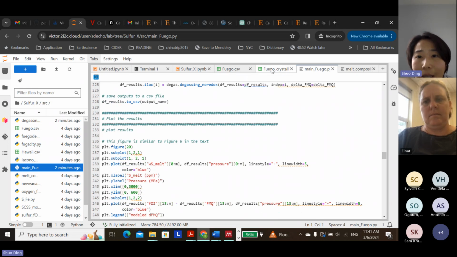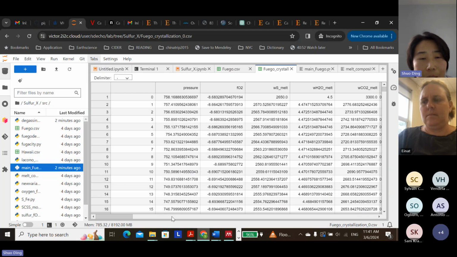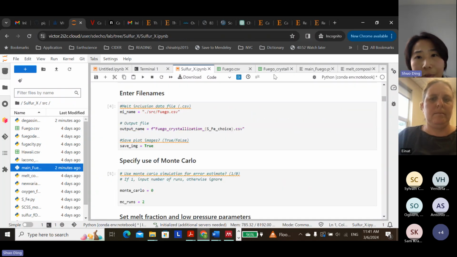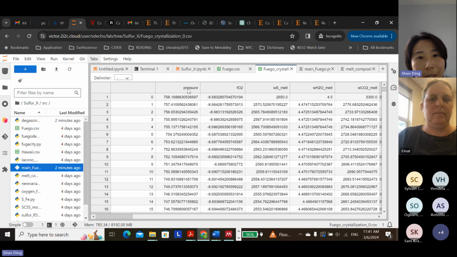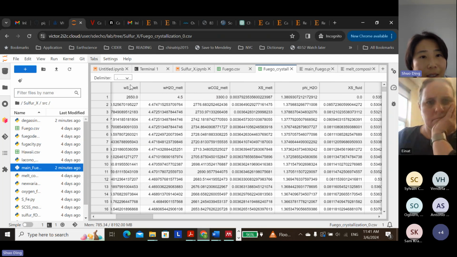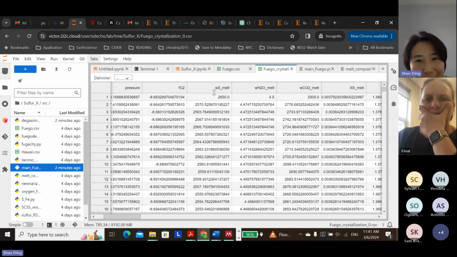One more thing I could go through is the results file, because it does produce a results file, and this is all your results. The name, you can change in the workflow, I think. So this is the output file, and this is the results. Pressure is in megapascals. What people really care about is the weight percent: mass fraction in ppm for sulfur, weight percent for water, and ppm for CO2 in the magma.